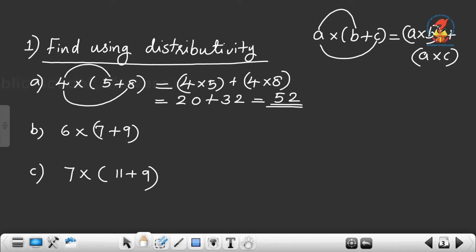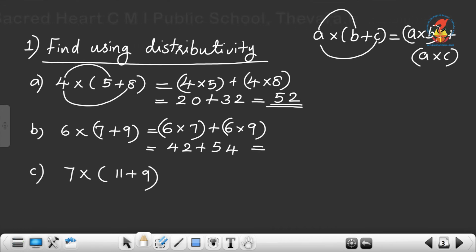Then again, 6 into 7 plus 9. Find the value using the distributive property. Therefore, 6 into 7 plus 6 into 9. What is 6 into 7? 6 sevens are 42, plus 6 nines are 54. Then you have to find the sum of 42 and 54, which is equal to 96.